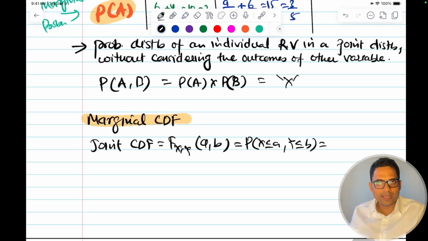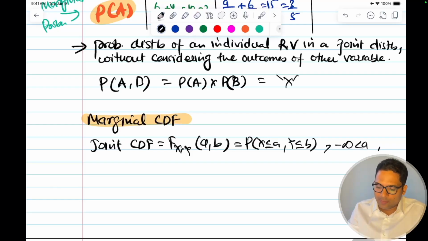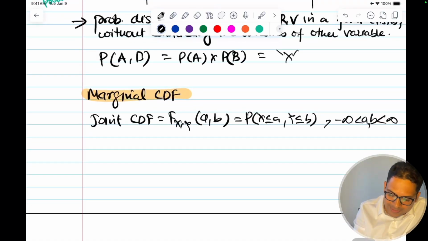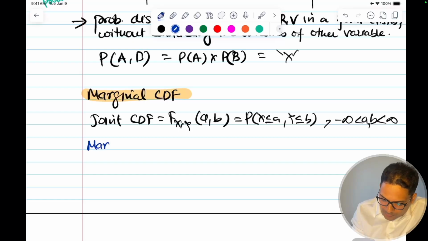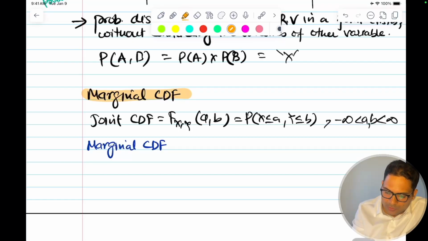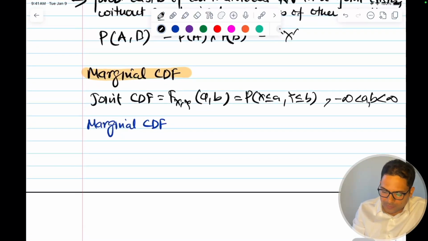It is the summation of all the values till a and till b, such that these values lie between minus infinity and plus infinity. So what will be the marginal CDF from here? CDF is cumulative distribution function. What will be the marginal CDF? This will be of X.